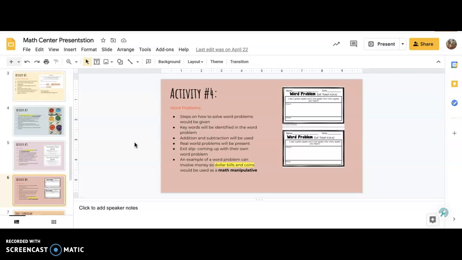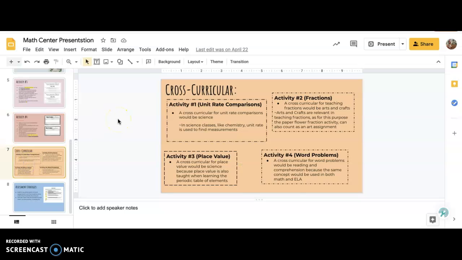For the last activity, word problems, on the poster board, steps on how to solve word problems will be given, keywords will be identified, addition and subtraction will be used, real-world problems will be present, and the exit slip would be coming up with their own word problem. An example of a word problem that can be given can involve money, so dollar bills and coins would be used as a math manipulative.